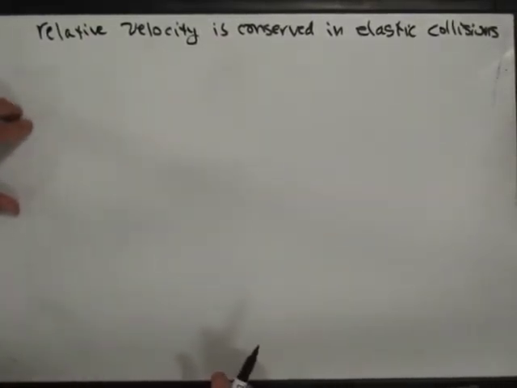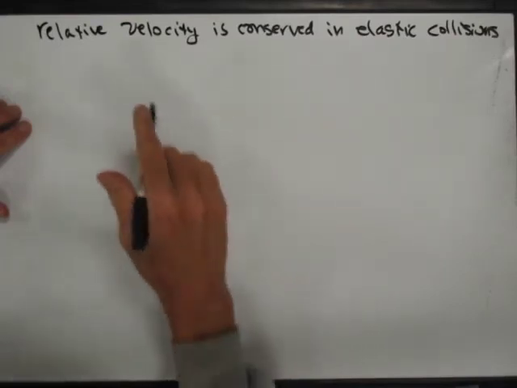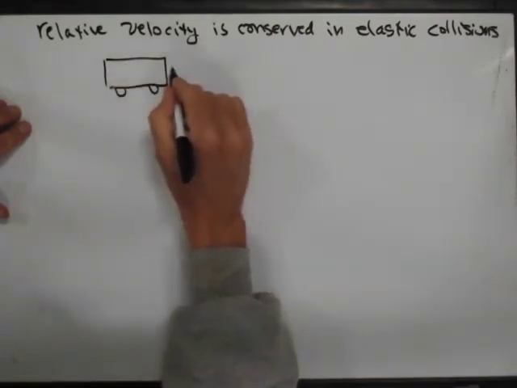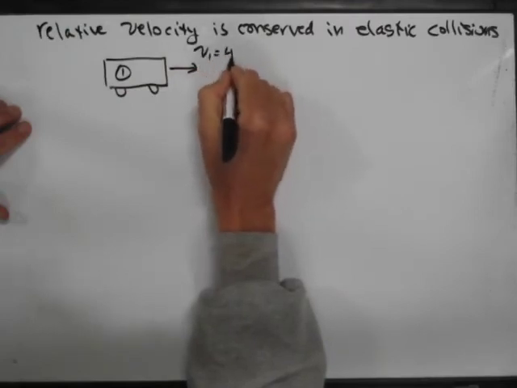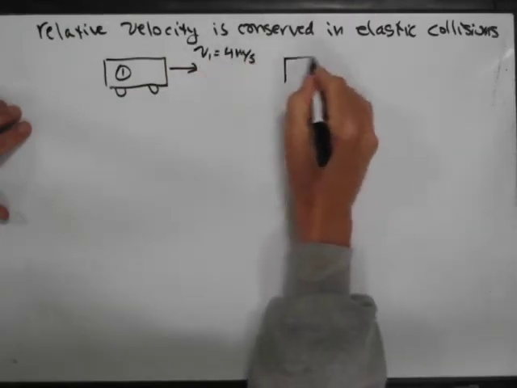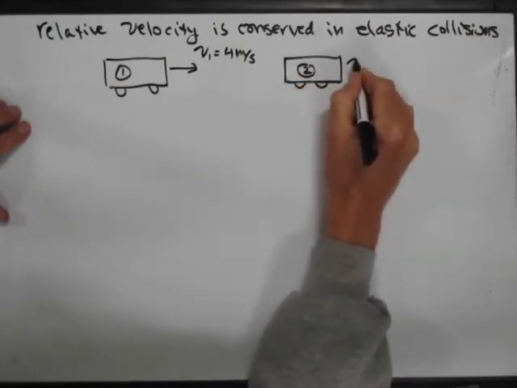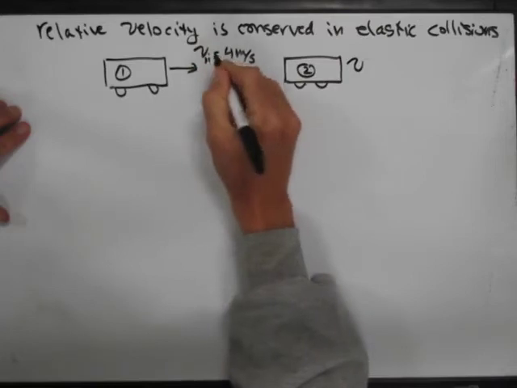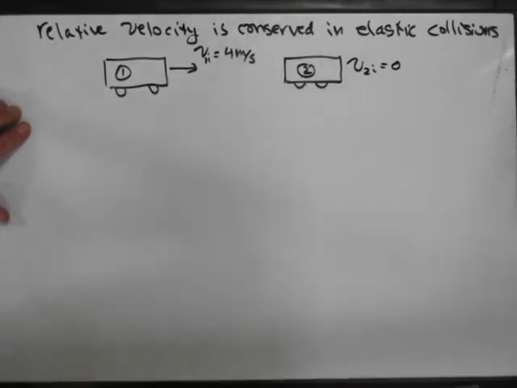Relative velocity is conserved in elastic collisions. What that means is that the difference between the two velocities is going to be the same, or the absolute value of it. So we did a problem a few minutes ago where cart 1, his initial velocity was 4 meters per second, and he collided with another cart, cart 2. V1 initial equals 4, V2 initial equals 0. The relative velocity of these guys is 4 meters per second.